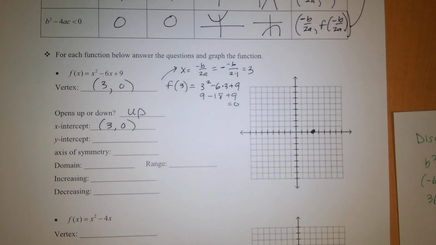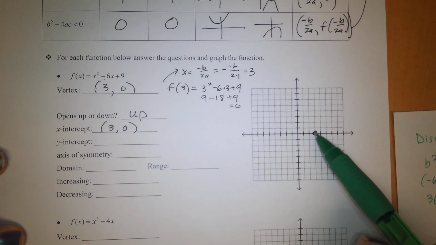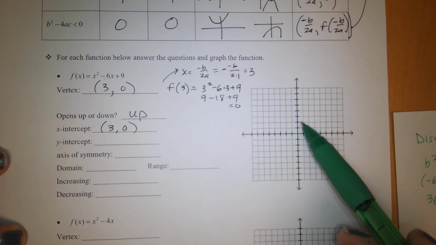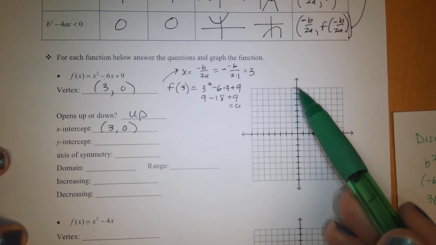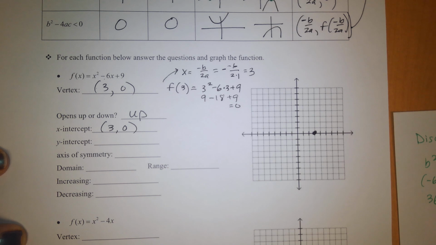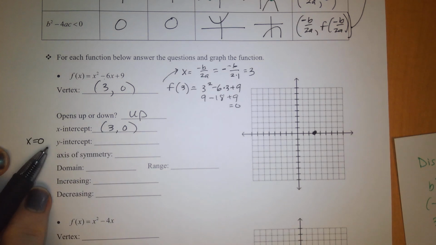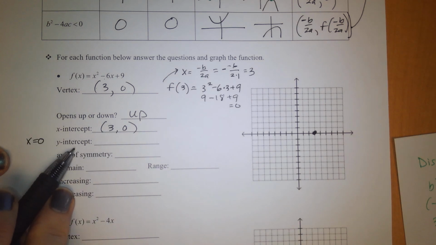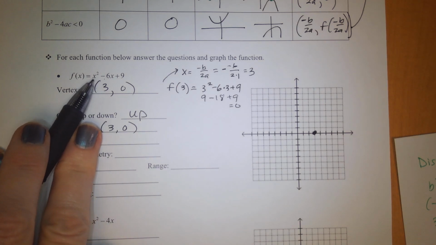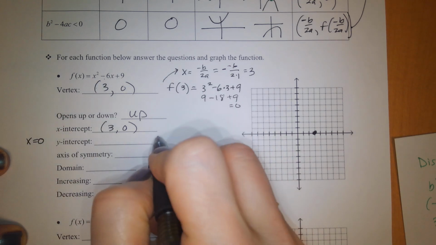Now the y-intercepts, I'm going to probably have 1. Since this is going to open up, it's going to cross the y-axis at some point right over here on the positive side. So to find the y-intercept, we always plug x in for 0. So we're going to substitute x is 0 to find the y-intercept. So up here, we're going to plug in x is 0.